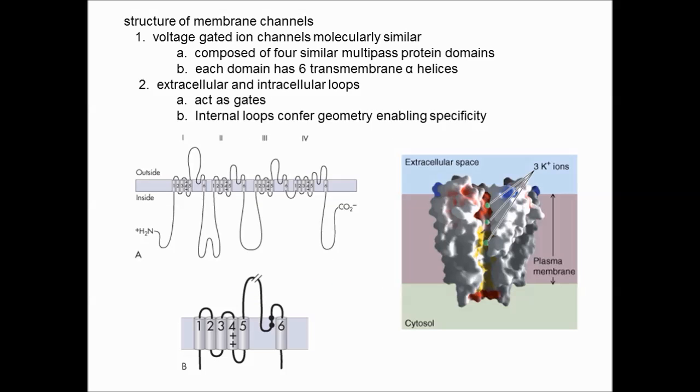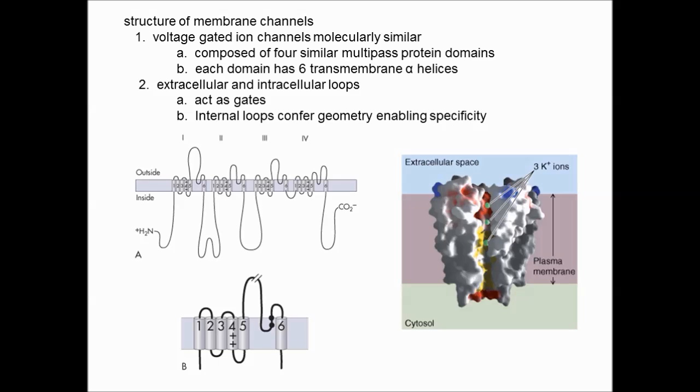It appears that most of the voltage-gated channels are very similar molecularly. They're all composed of four similar multi-pass protein domains, and this represents the four domains, but each of the domains has six transmembrane alpha helices. So there's six helices and then a large outside domain loop, and then six more and so forth. And then these are formed into a cyclic type of array.